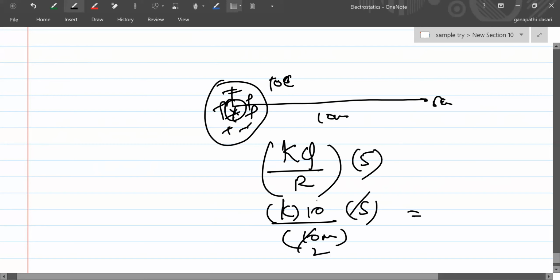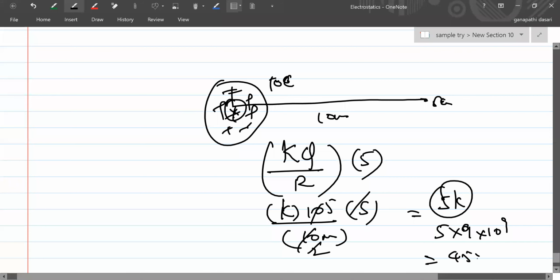So 5 twos are 10, that is 5k. K is nothing but 9 into 10 power 9, so 5 into 9 into 10 power 9 is 45 into 10 power 9. Not newtons, sir. This is potential energy, so it is joules. Got it? Yes, sir.